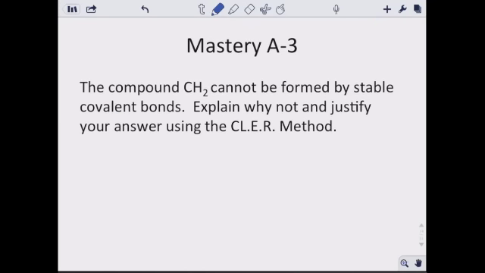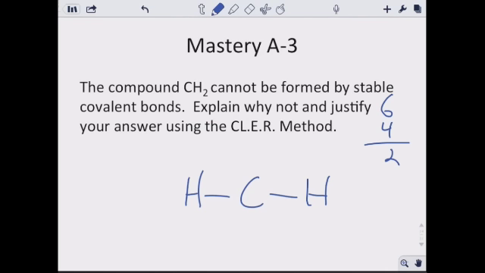And our mastery level question says the compound CH2 cannot be formed by stable covalent bond. Explain why not and justify your answer using the clear method. So if we try to form this, carbon goes in the middle, hydrogen, hydrogen. We have 4 from carbon, 1 from each hydrogen, so we have a total of 6. And now we bond. And that took care of 4. We only have 2 electrons left.